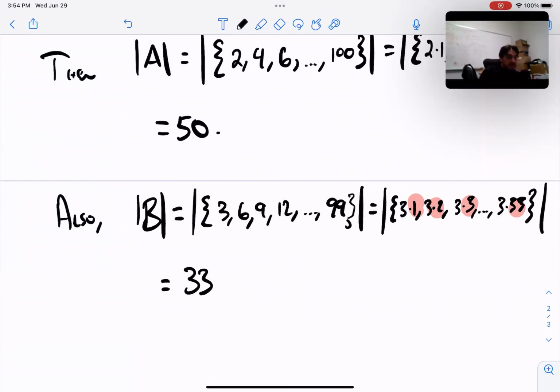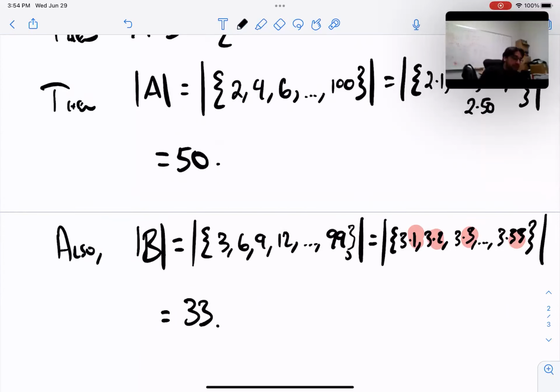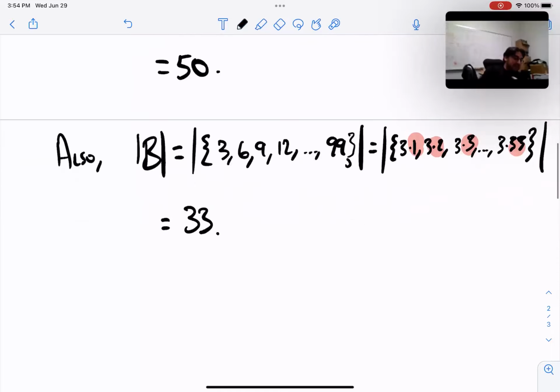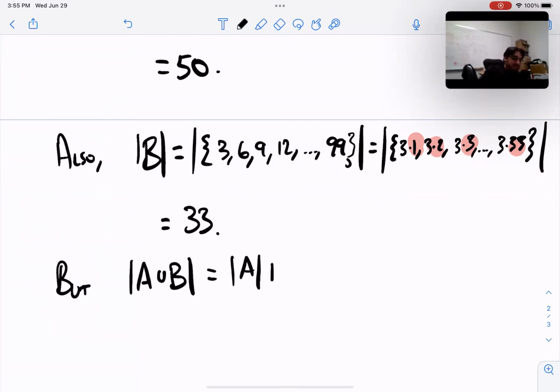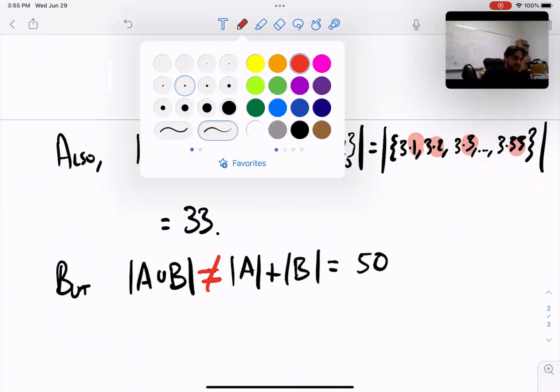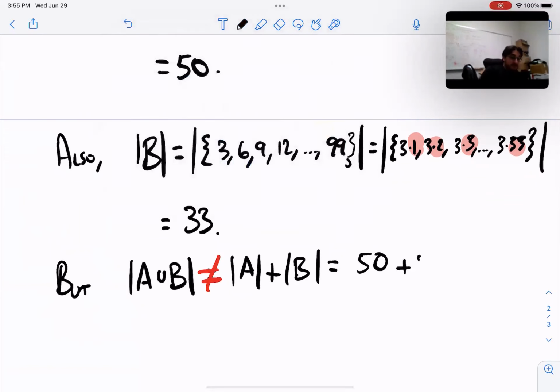So this is A and B. A is 50, B is 33. But I cannot say that the size of the union is just the sum of the sizes of A and B. This is not correct to say. I cannot claim that those are equal.